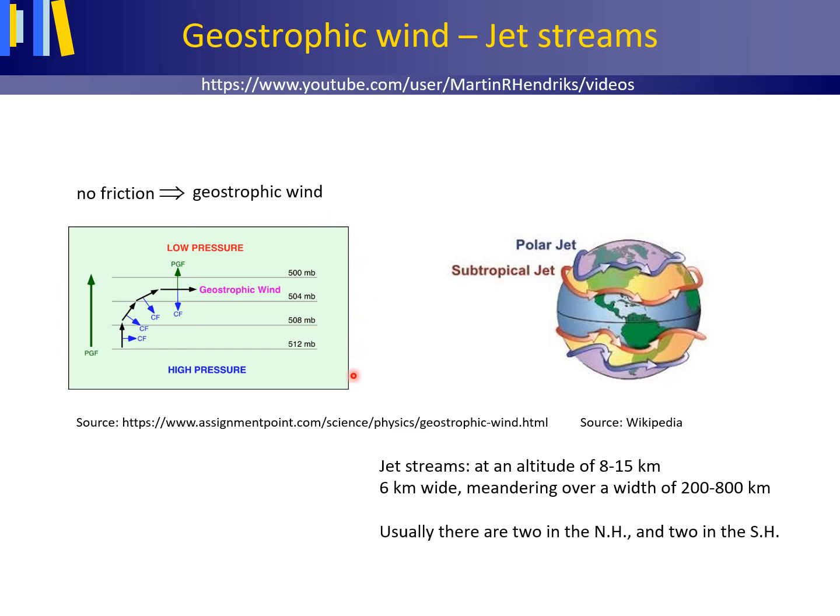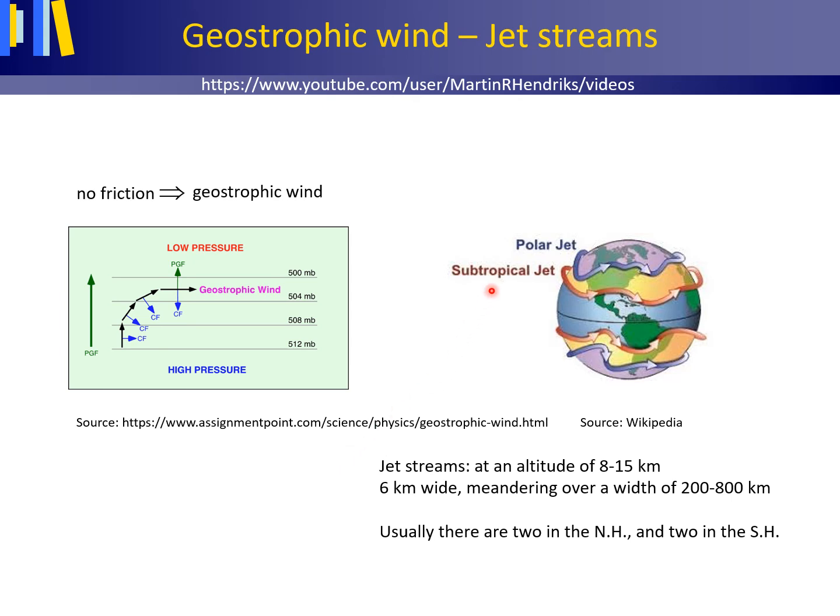We know geostrophic winds blowing horizontally through the upper layers of the troposphere from west to east, but with its flow shifting to the north and south as jet streams. These jet streams are at an altitude of approximately 8 to 15 km, some 6 km wide, and meander over a width of 200 to 800 km.